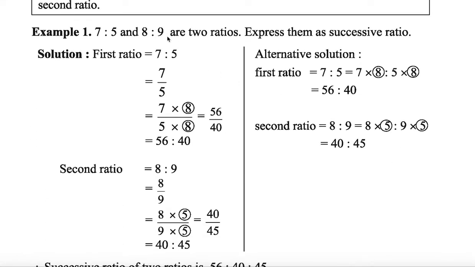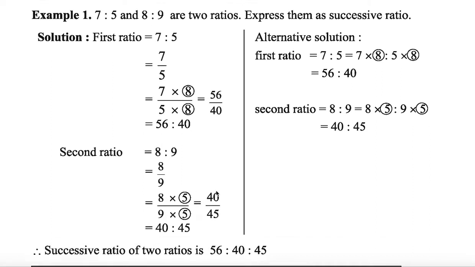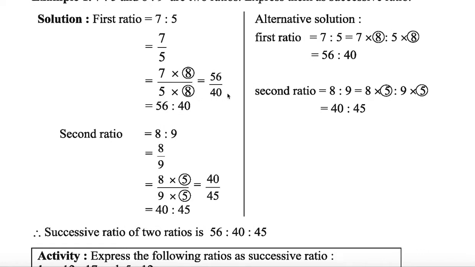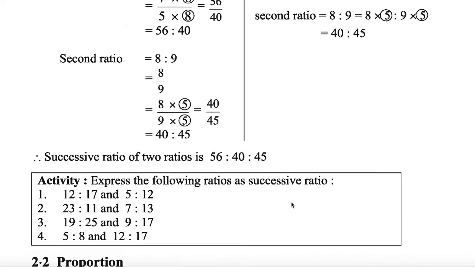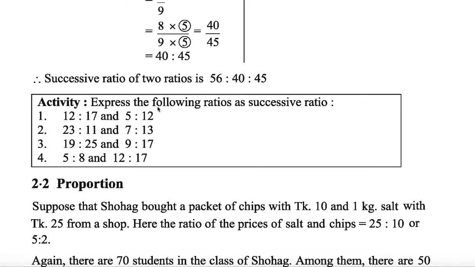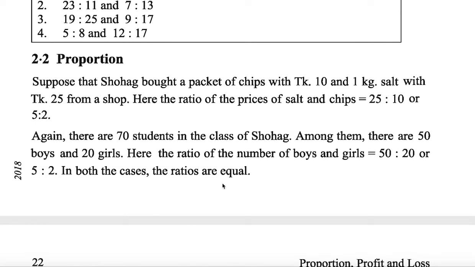See, these two are ratios, express them as successive ratios. How to do it? In this case, for 5 and 8, there is no common multiple between 5 and 8, so this ratio must be multiplied with 8, and this ratio must be multiplied with 5. So 7 8s are 56 by 40, and this 8 5s are 40 by 45. So now it can be expressed as 56 is to 40 is to 45. This is successive ratio. Similarly, you can proceed with these examples in your activity.